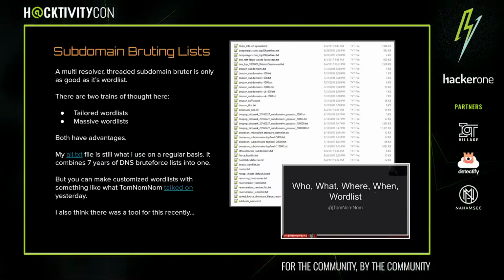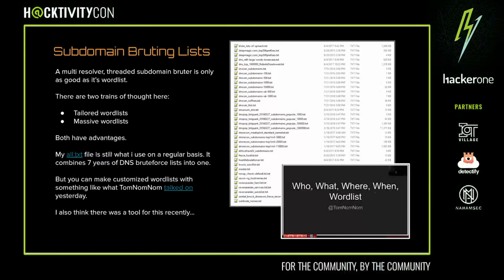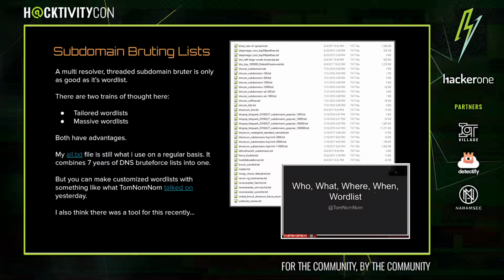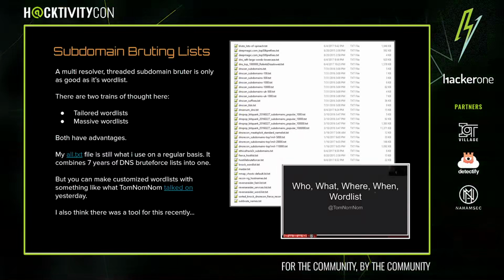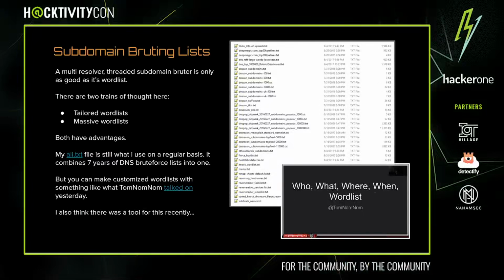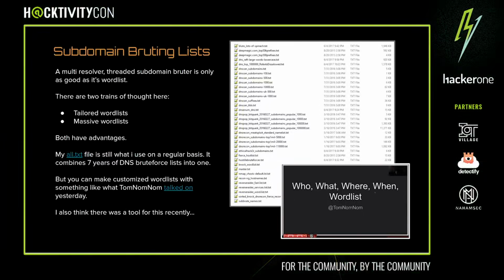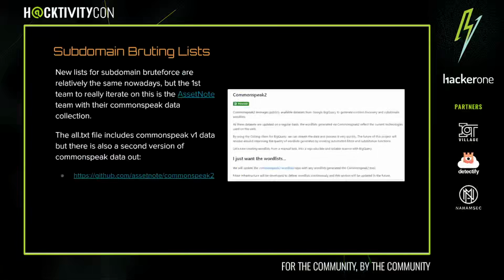So I use an all.txt. I've released this before. It's my DNS file where I took all of the DNS keywords that all of these old tools had, and even newer research for subdomains had, and I've put them all into one file and uniqued them. So I use all.txt in my automation when I'm brute forcing for subdomains.